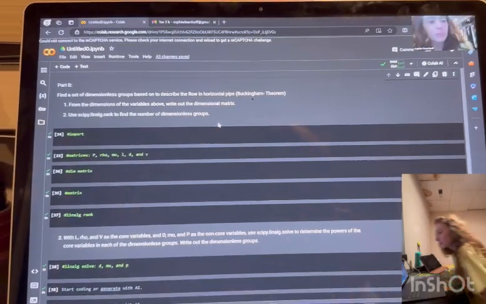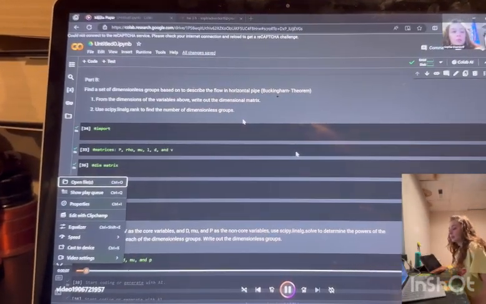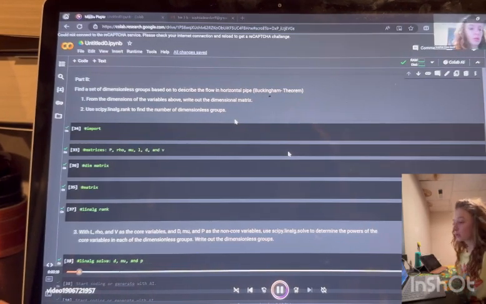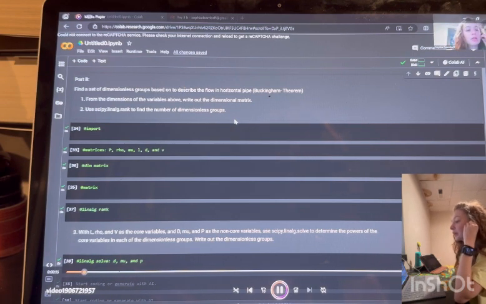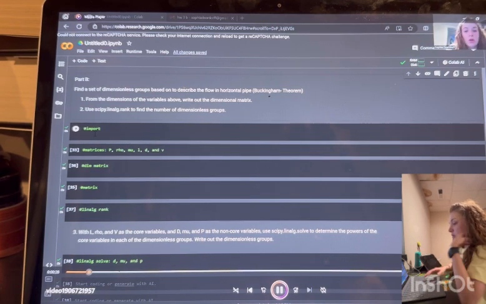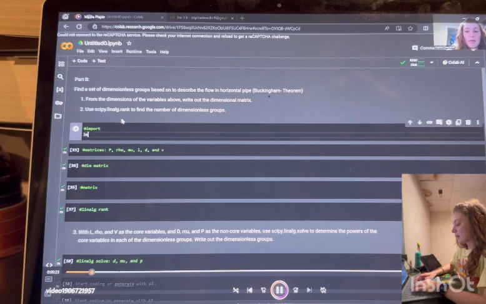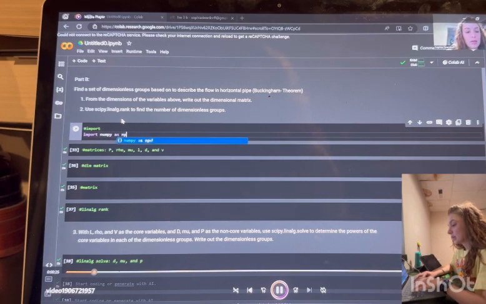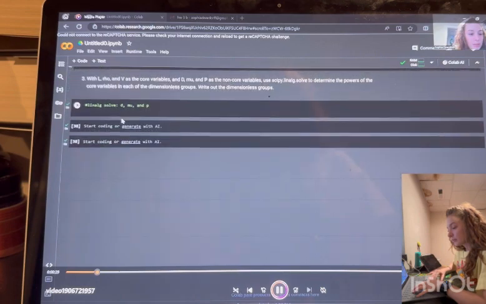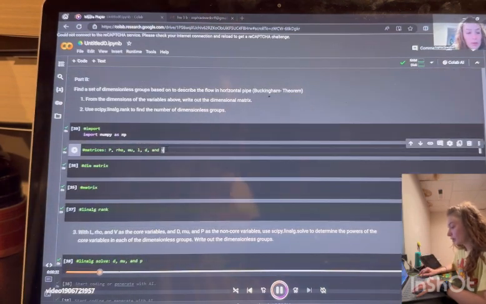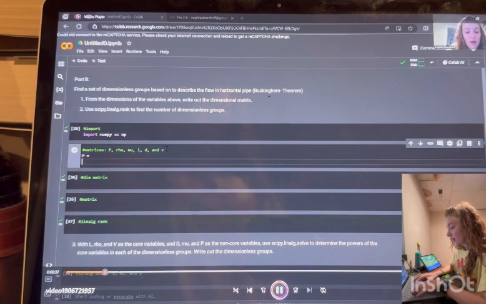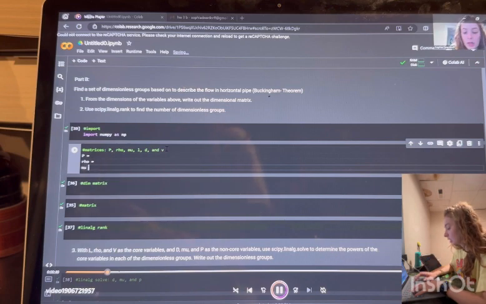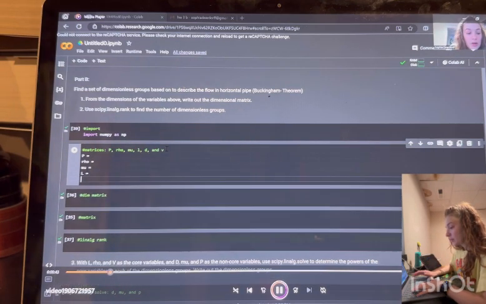All right, so for homework B, we already did question 1, and then we'll be doing part 2, using the linear algebra rank to find the number of dimensionless groups. So we can start by importing numpy as np. And then we'll write our matrices for the variables listed that we found in the previous part of the video. I'm going to start by typing all of these out.